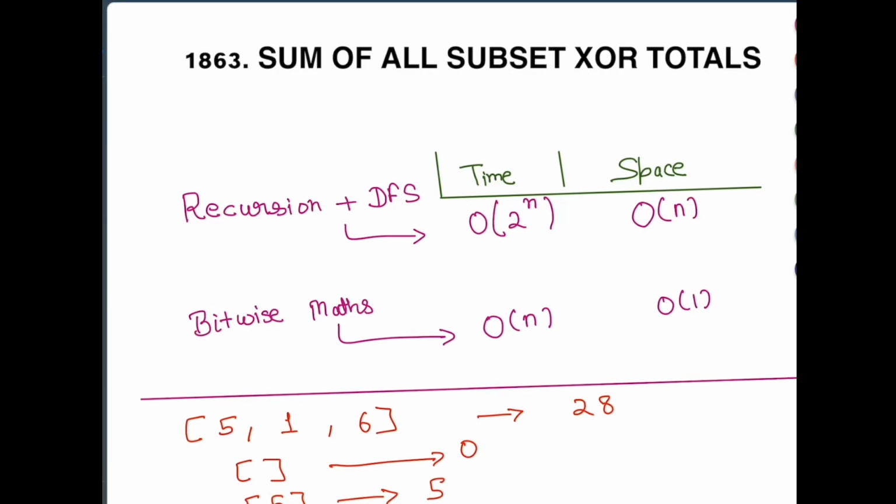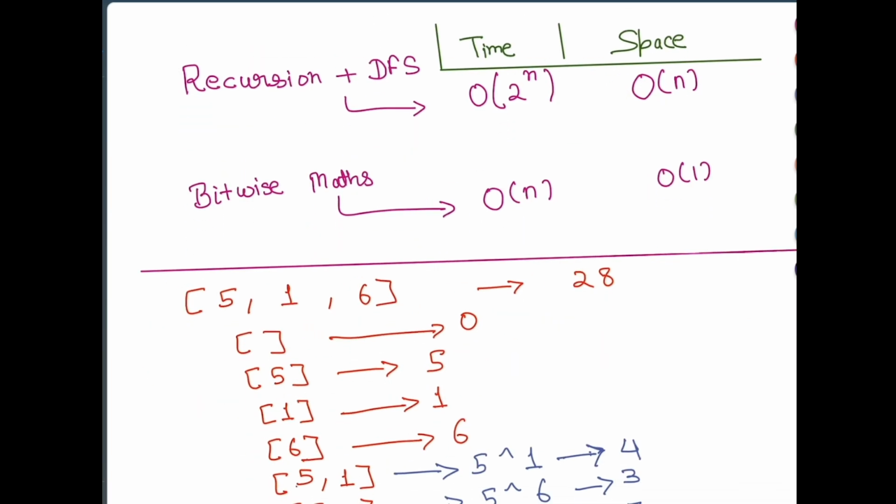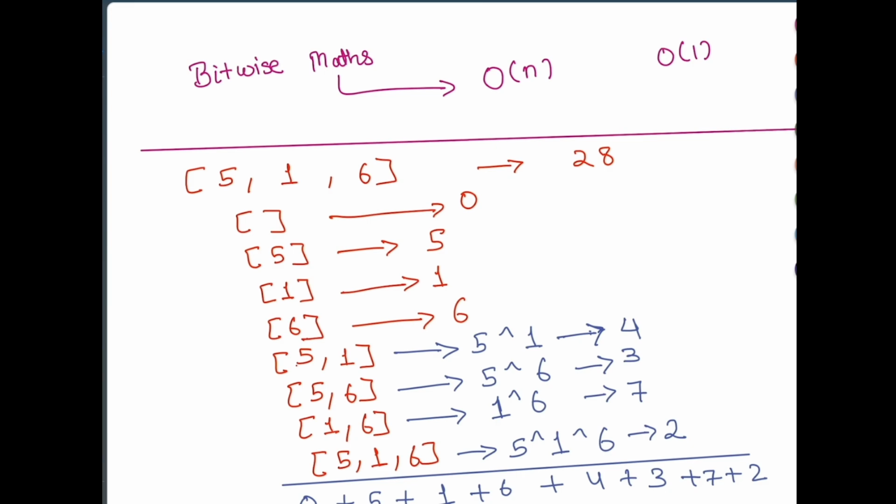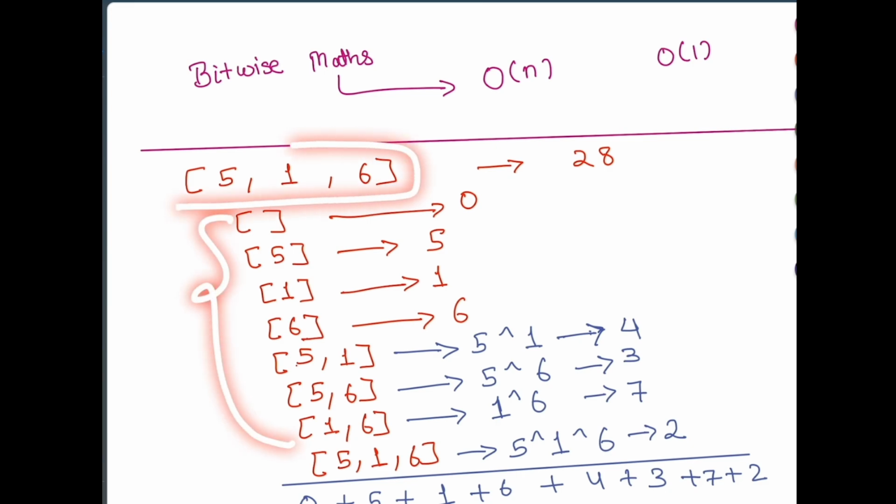Hey, hi everyone. In this video, we are going to solve the Leetcode problem of the day, and the problem is sum of all subset XOR totals. In this problem, we are given an array, something like this, and we need to output the sum of all the subset XOR totals. So what it means is you need to find out what are all the subsets which are possible for this particular array.